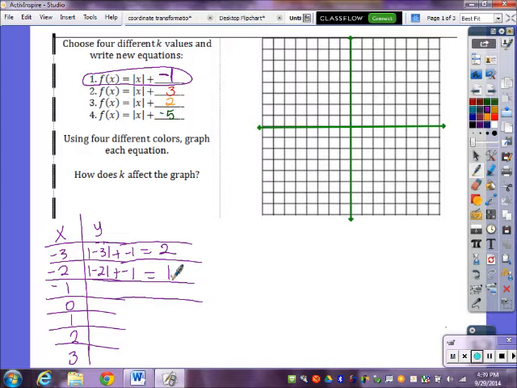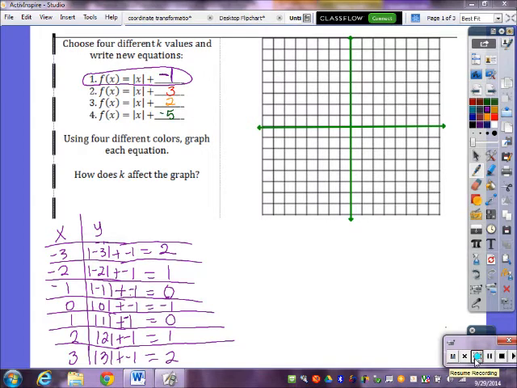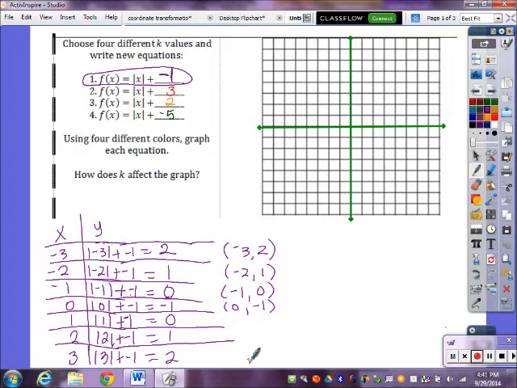Then I'll just continue that pattern of plugging in and finding the Y value. So now I have my whole T-table filled in right here. All I did was plug in the X value and get the corresponding Y value. So when I'm plotting points, it looks like X and Y: -3, 2. Then -2, 1. -1, 0. 0, -1. And continue down the table until you have all of your points right here.